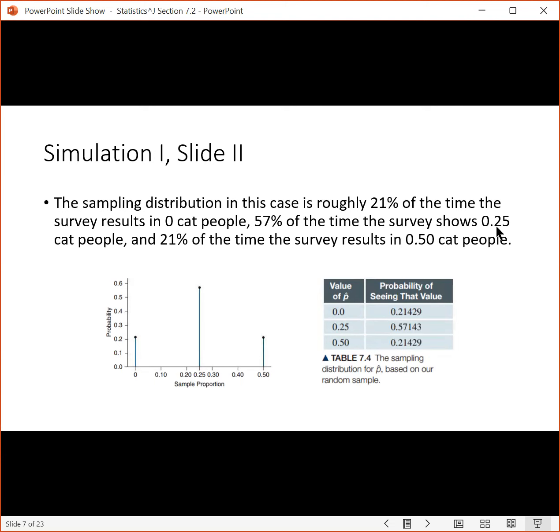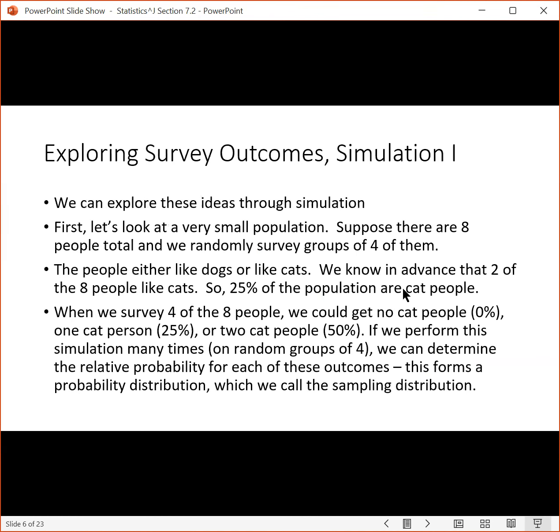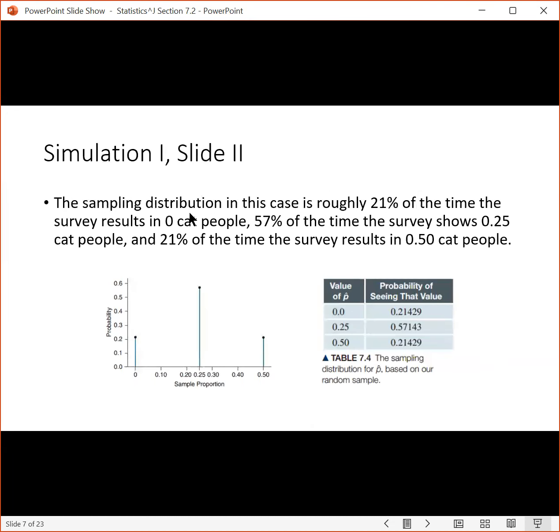57% of the time, we're going to get 0.25 cat people, and 21% of the time, we're going to get 0.5 cat people. So I do want to point out something that has happened here between the previous slide and this one, and that is that I've switched from percentages to proportions when it comes to the number of cat people. If you look on the previous slide, I had 0%, 25%, and 50%. And then on this slide, I have 0, 0.25, and 0.5.